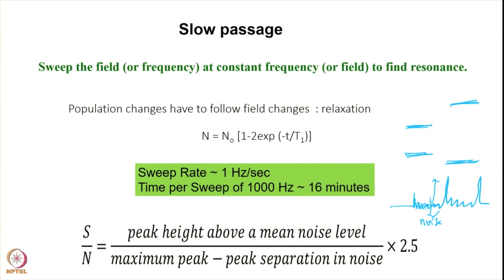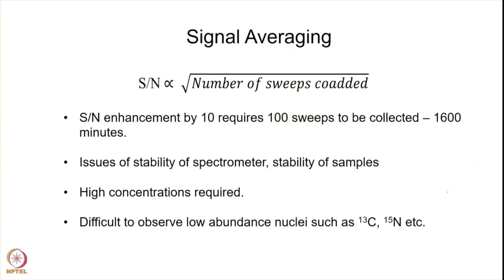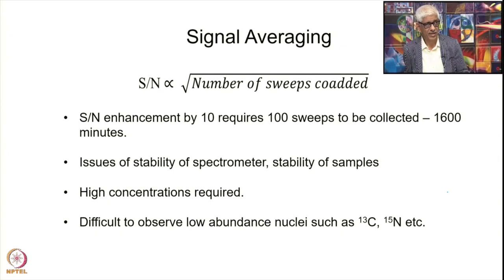because what does the signal depend upon? The signal depends upon the population differences, and if that is very small, the signal intensity will be very small. Therefore, people thought that this requires what is called signal averaging. So, signal averaging would mean this, you sweep through the spectrum several times and add them. When you add them, the signal to noise ratio goes as the square root of the number of sweeps co-added.